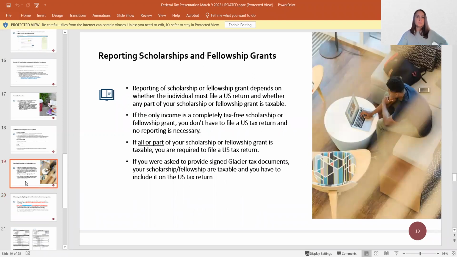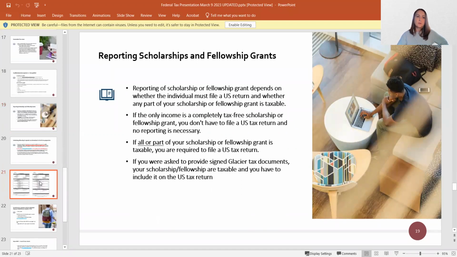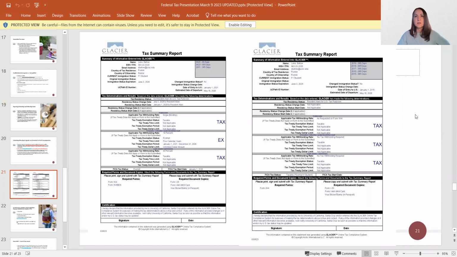I already discussed that if you were asked to provide Glacier tax documents, it means you receive taxable scholarship and fellowship. So I want to go over these two tax summary reports. It's the same person, and I want to show you the difference in taxation when the person was converted from non-resident to resident.